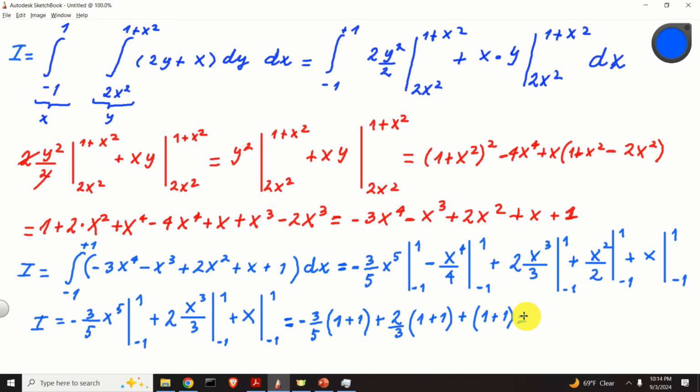And finally we will have the expression that will look like this. We will have minus 6 over 5. Then we will have over here plus 2 over 3 multiplying 2. This will become 4 over 3. And over here we will have plus 2. You can easily verify that this expression is equal to 32 over 15. And that's it. We were able to successfully solve our double integral.